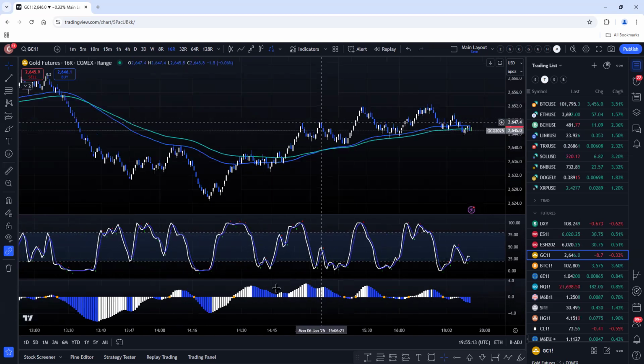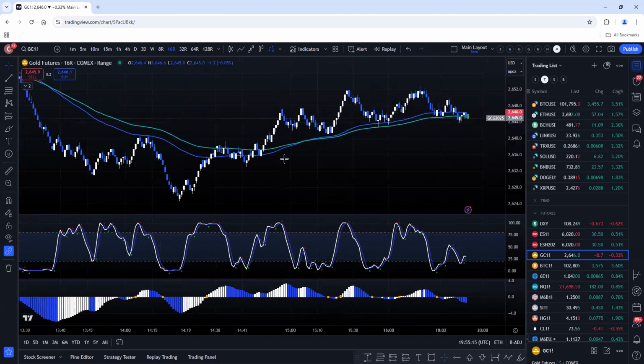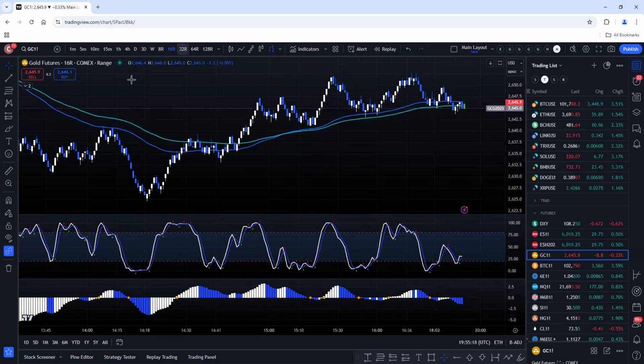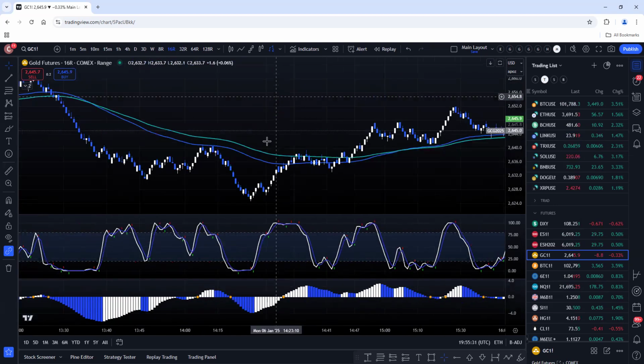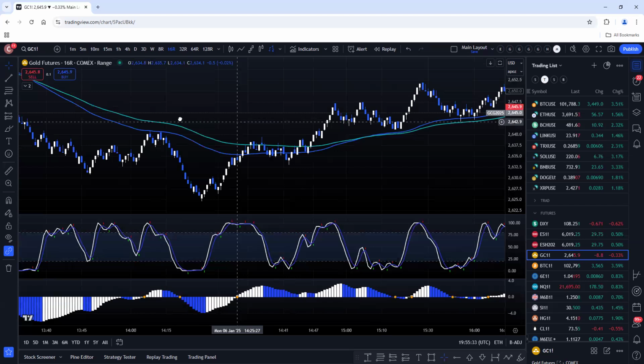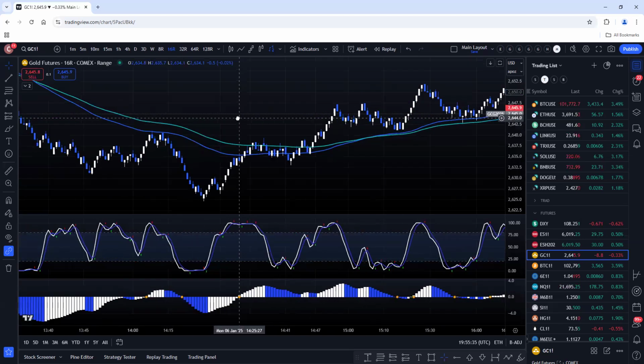So like I said, there are two things that I look at in determining my market structure and how I think about how price and the market are behaving. It's the stochastic indicator and then the range chart that I use. We'll start from the stochastic side.